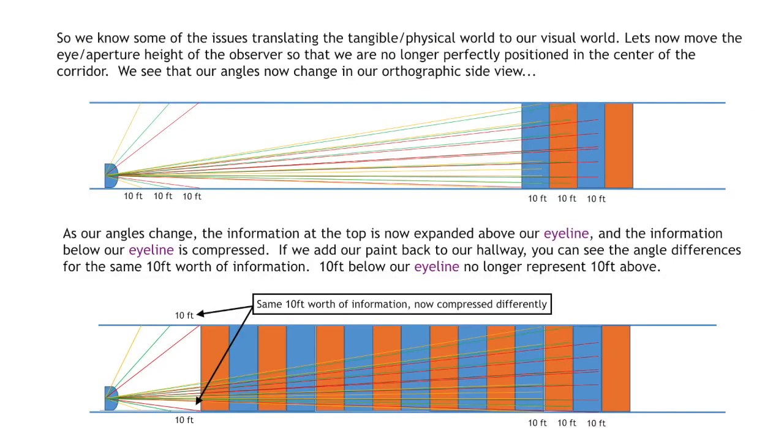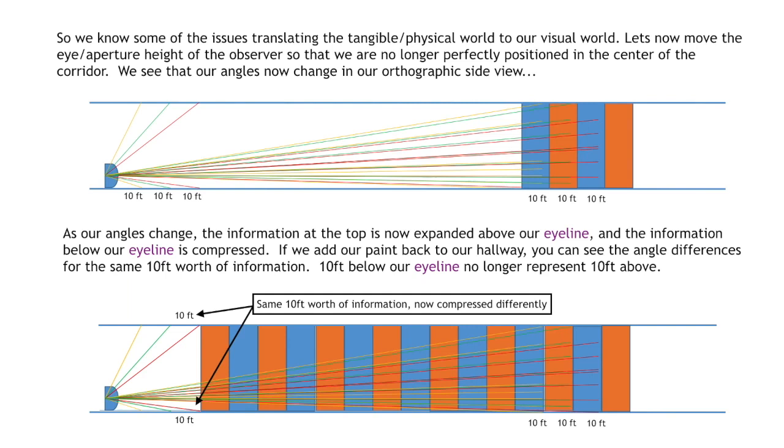So we know some of the issues now translating the tangible physical world to our visual world. Let's now move the eye, or aperture height, of the observer so that we are no longer perfectly positioned in the center of the corridor. And we see that our angles now change in our orthographic side view. So our lens is now moved lower to the ground, and you can see that the angles that are coming off the same exact objects or paint along the walls are now differentially compressed.